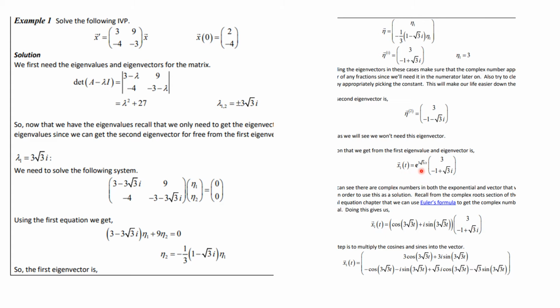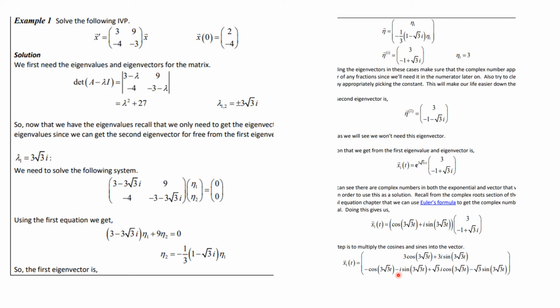Now, this is going to be e to the 3 square root of 3 i times t, and this is the eigenvector. But now what we're going to do is say that e to the 3 square root of 3 i t is going to be equal to this. So I'm using Euler's formula, multiplying it times this. So I multiply through and get this. I'm distributing this vector through there, and I'll get this as the top component and this as the bottom component.